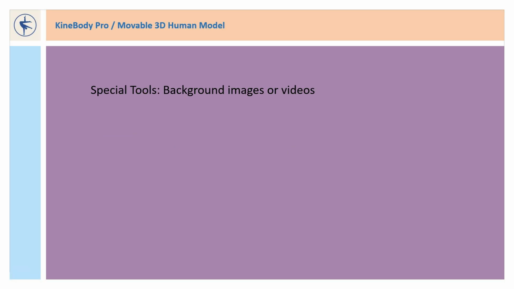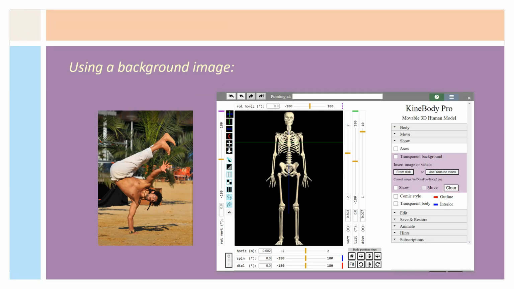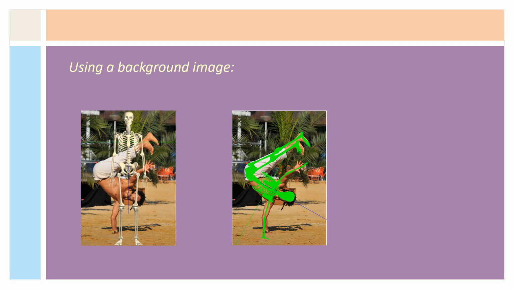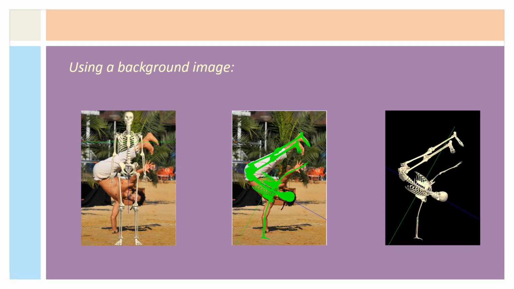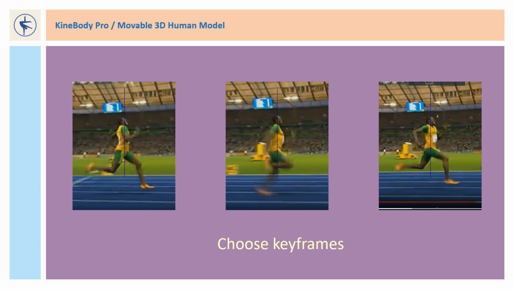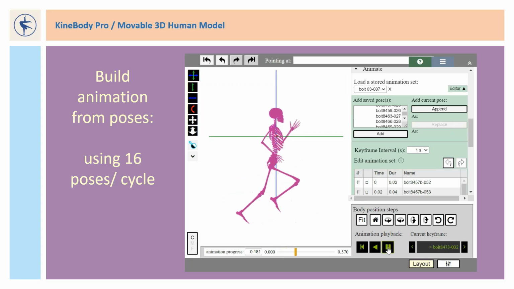You can also import background images or videos. A background image shows behind the posable body to serve as a template while you're creating poses. With a background video, you can stop the action at selected frames and then fit the body to each snapshot. After that, you can assemble the poses into an animated sequence.